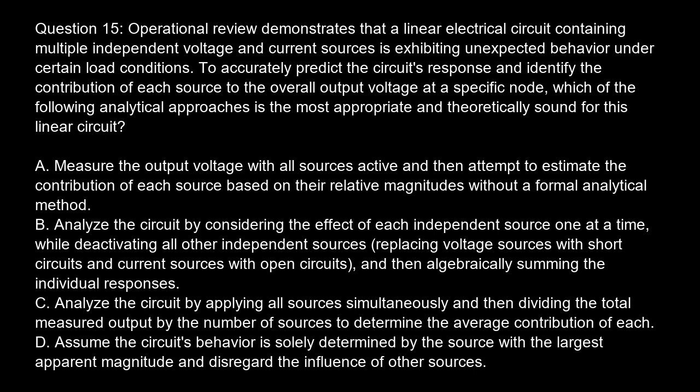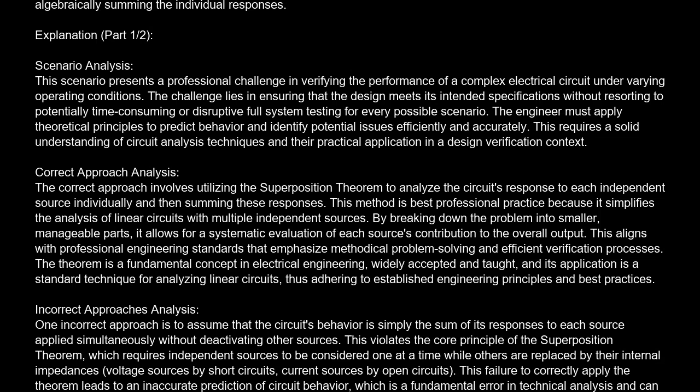individual responses. Option C. Analyze the circuit by applying all sources simultaneously, and then dividing the total measured output by the number of sources to determine the average contribution of each. Option D. Assume the circuit's behavior is solely determined by the source with the largest apparent magnitude, and disregard the influence of other sources. The correct answer is B.